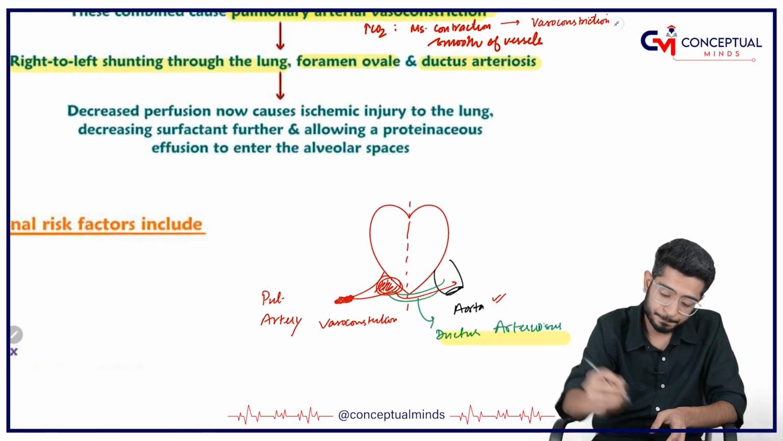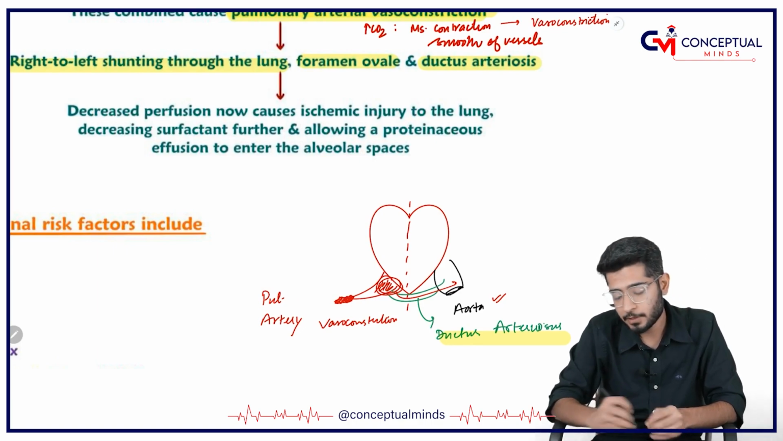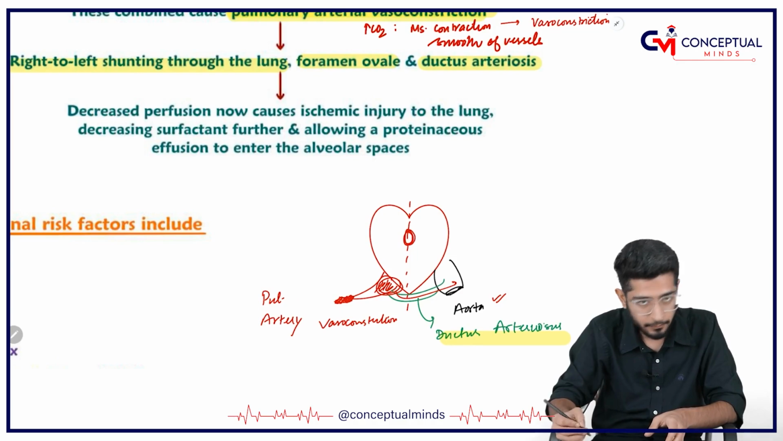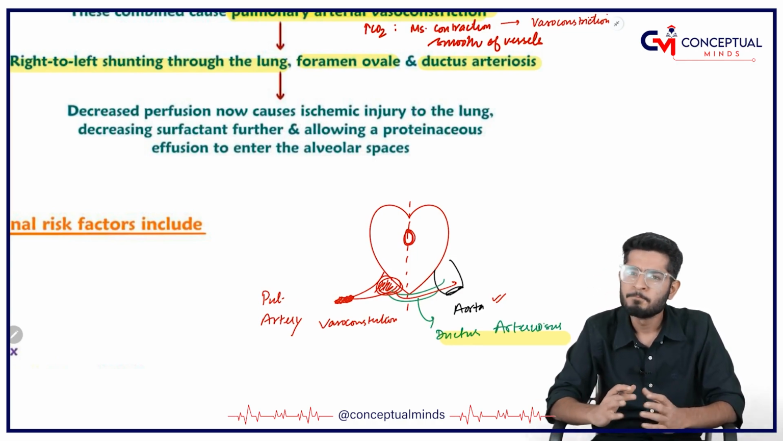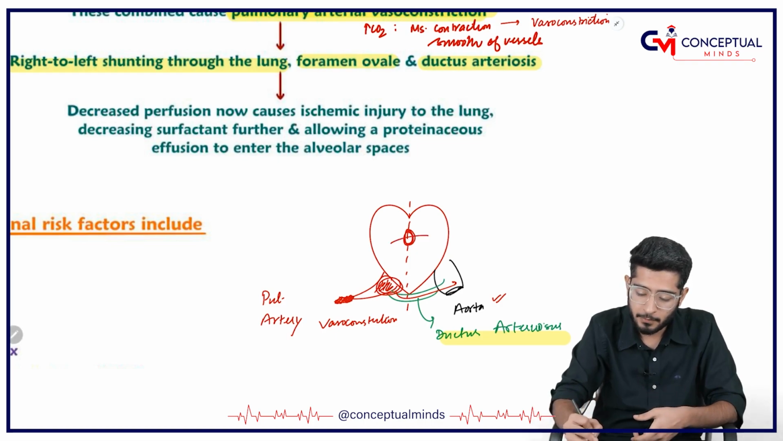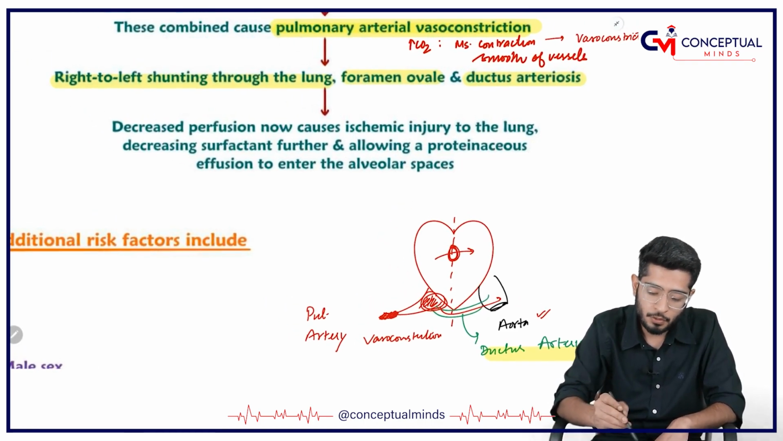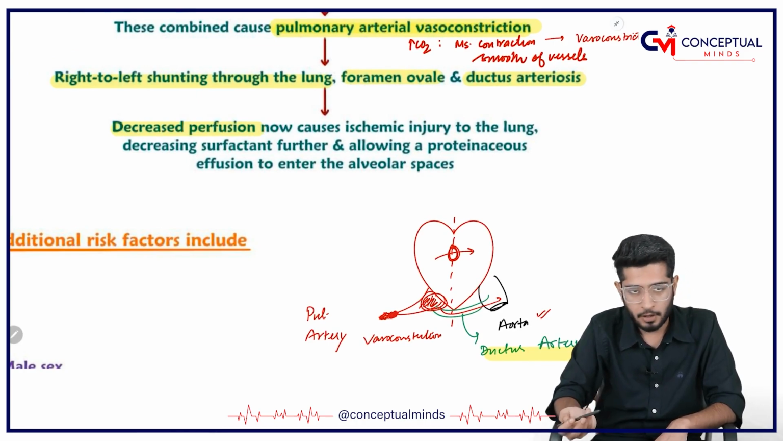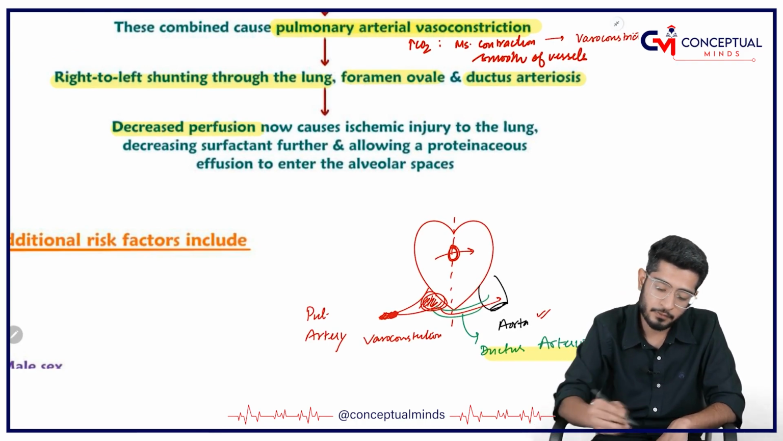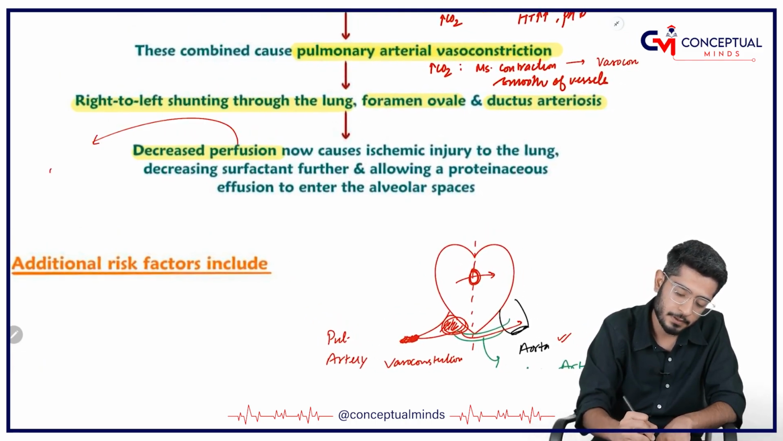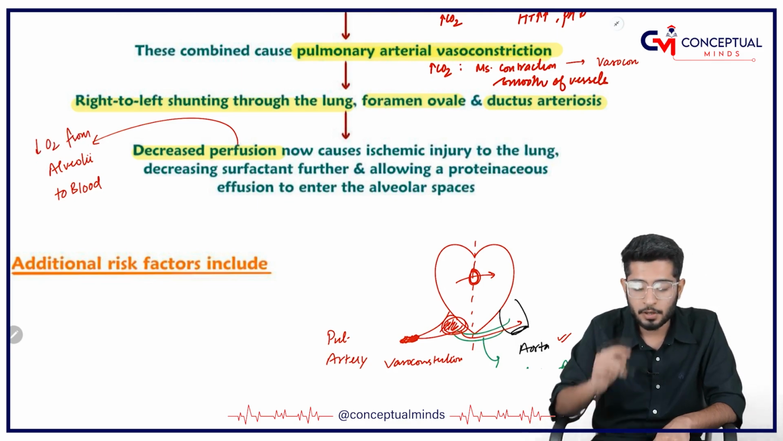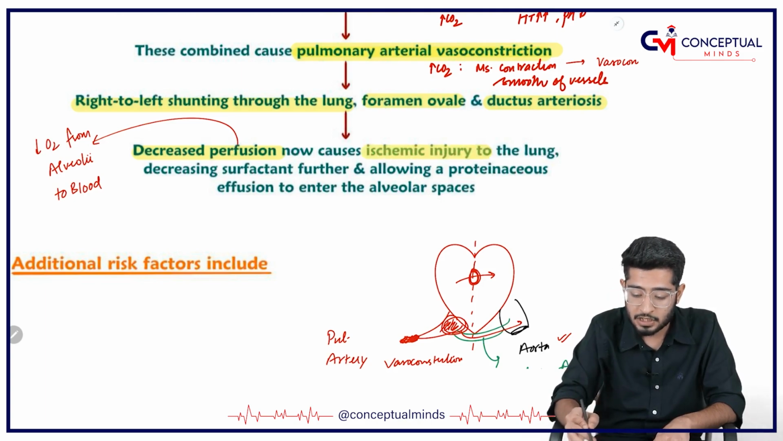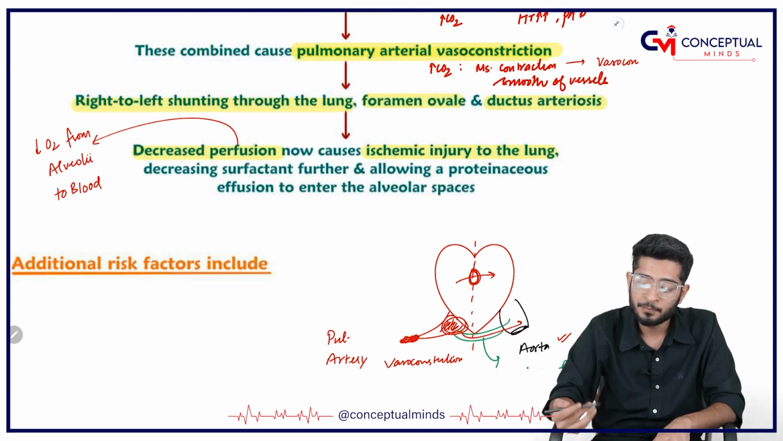The other thing is the foramen ovale. So where is the foramen ovale? Here will be the foramen ovale between the septum primum and septum secundum, everything from embryology. So what is going to happen? There will be decreased perfusion. Of course, the alveoli are not receiving, so there will be decreased perfusion. That means less blood and less oxygen is coming from alveoli to blood. That leads to decreased perfusion, which causes ischemic injury to the lungs. Of course, the lungs will have injury.